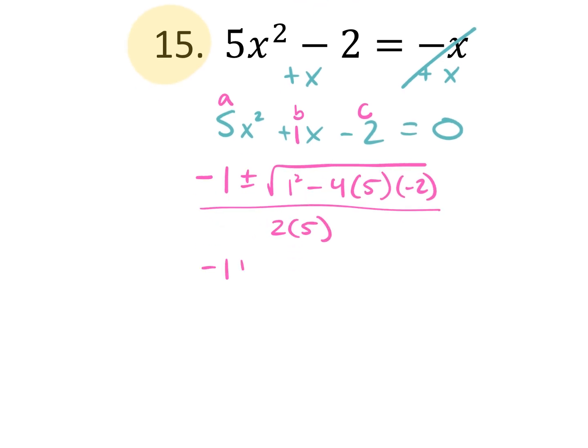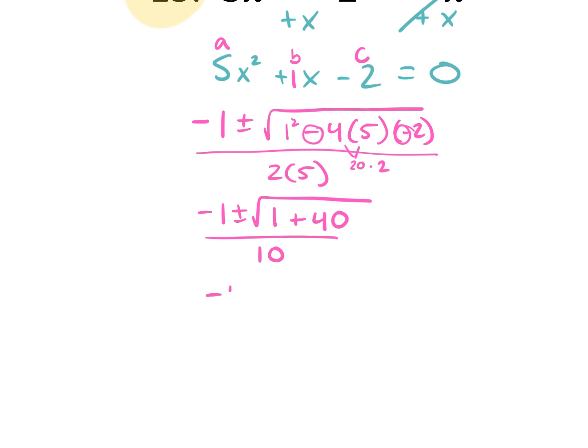So negative 1 plus or minus the square root of 1 squared is just 1. 4 times 5 would be 20, and 20 times 2 would be 40. And then we've got a negative times a negative, which would be positive. So positive 40 over 2 times 5, which would be 10. So we have negative 1 plus or minus the square root of 41 over 10.